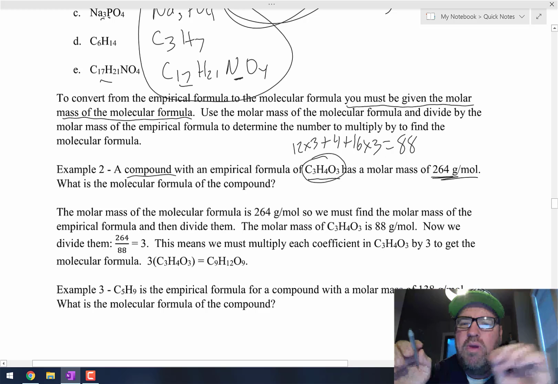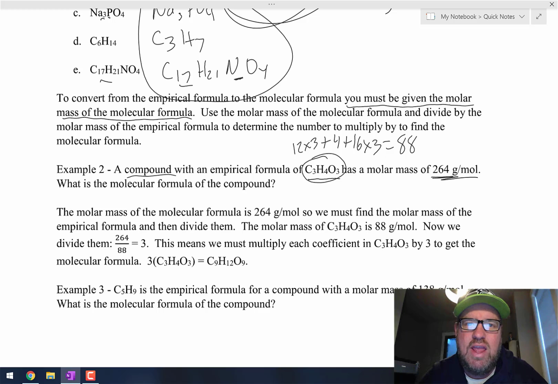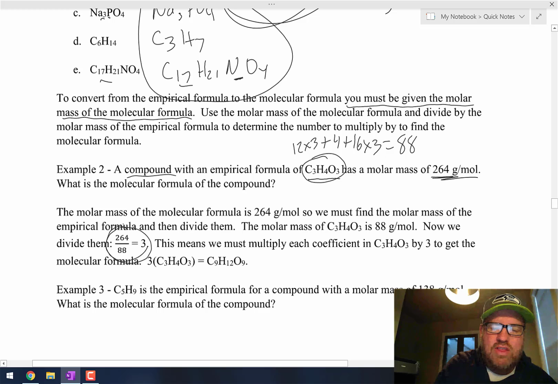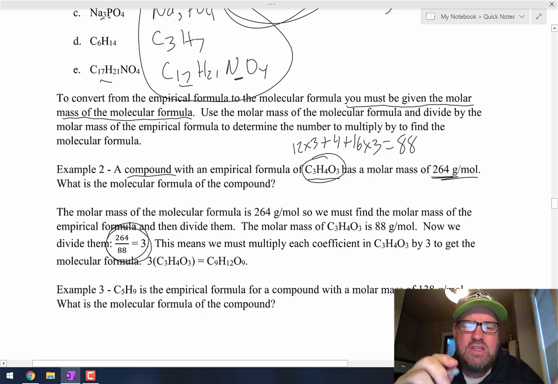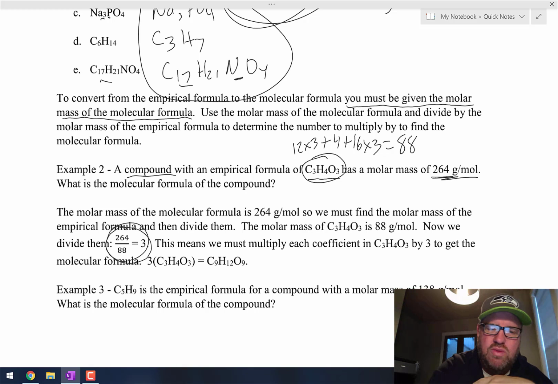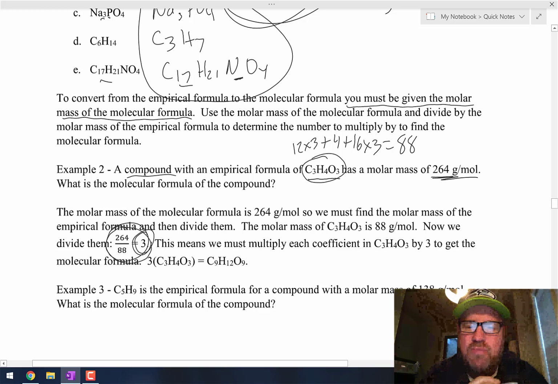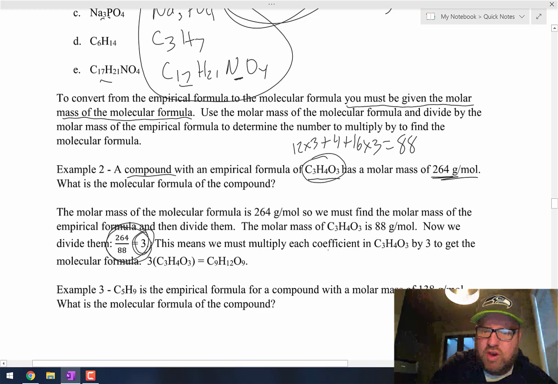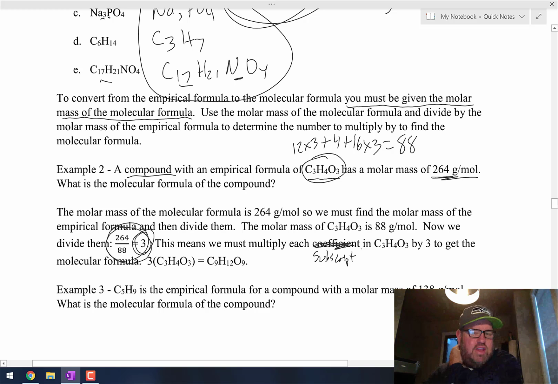So that means the empirical formula has a molar mass of 88 grams per mole, and the molecular formula has a molar mass of 264 grams per mole. Then what you have to do is divide them. You take the mass of the molecular formula, divide by the empirical formula, and it tells you that it is the number 3. So each subscript, not coefficient, that's not the right word there, each subscript in C3H4O3 must be multiplied by 3.